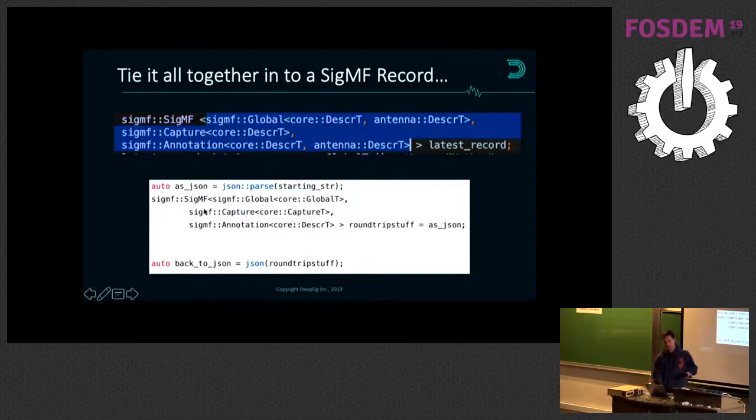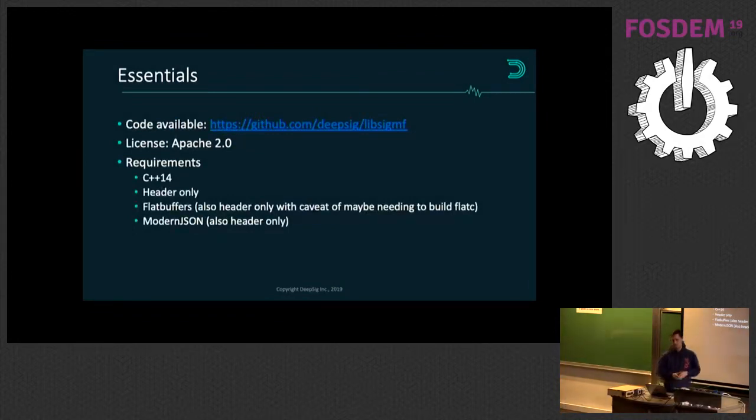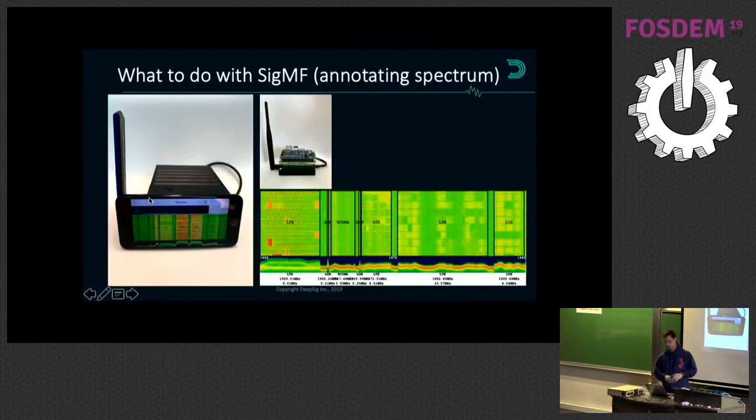So the round trip serialization is pretty simple, and you get all the benefits of a static type. The code's available here. It's on GitHub, DeepSig, libsigmf. It's Apache 2.0. So what can you do with SigMF?